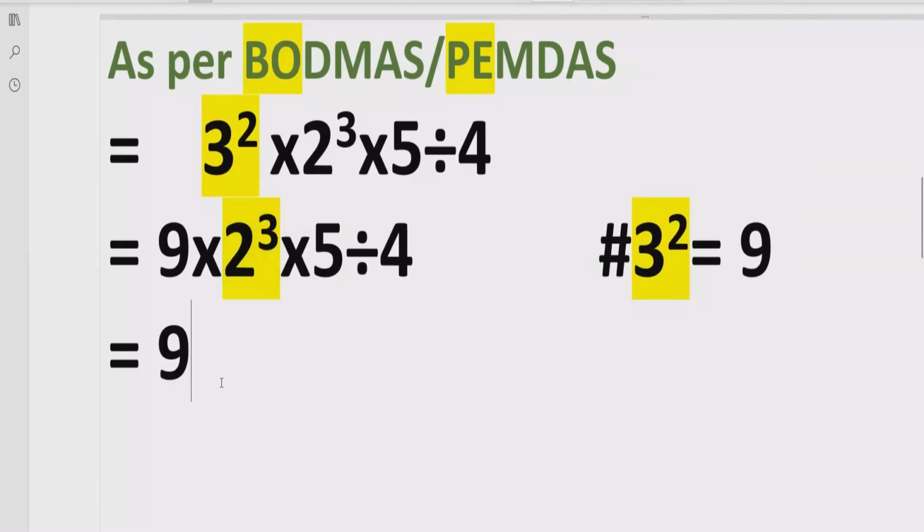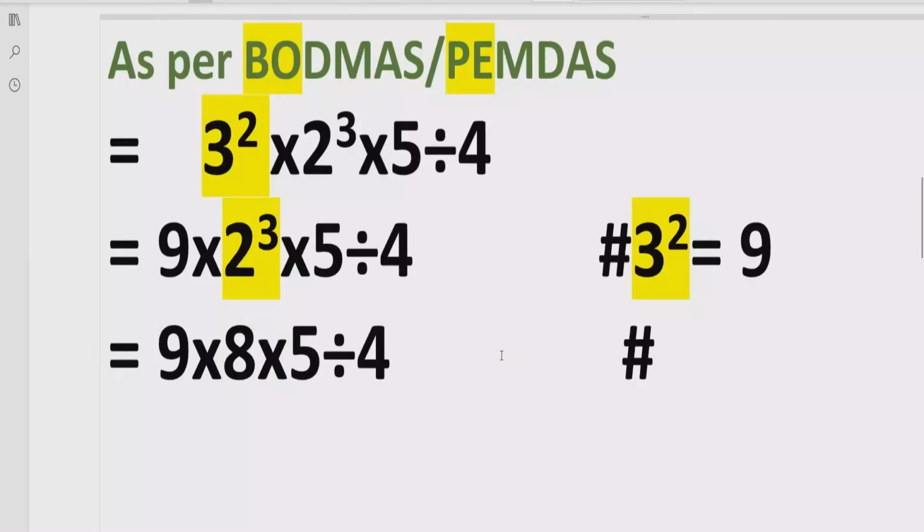Okay. Now we have to solve this part. 9 multiplied by 2 raised to power 3 means 2 multiplied by 2 multiplied by 2, which means that you have to multiply 2 three times. So 2 multiplied by 2 is 4 and 4 multiplied by 2 is 8. We will write 8. And this part we will write as it is. And here we will give the reference: 2 raised to power 3 equals 8.